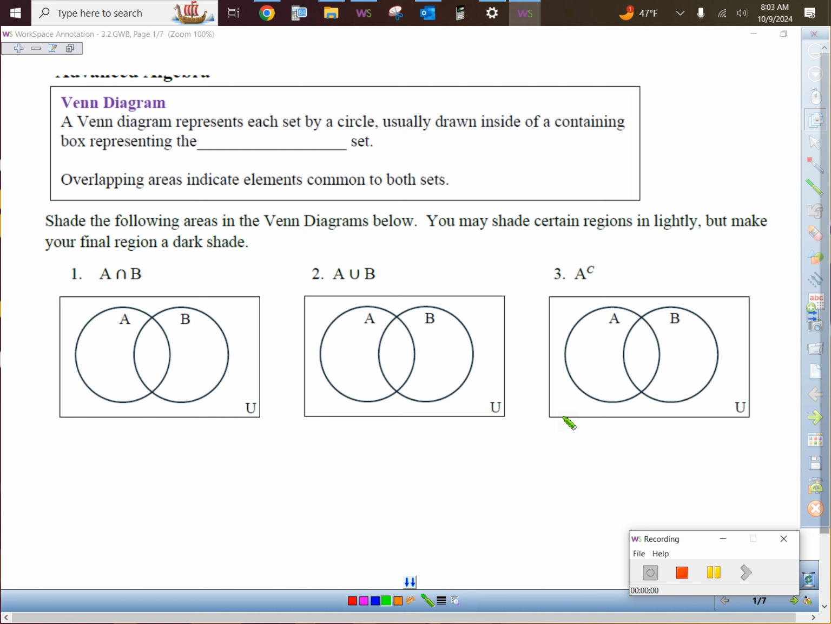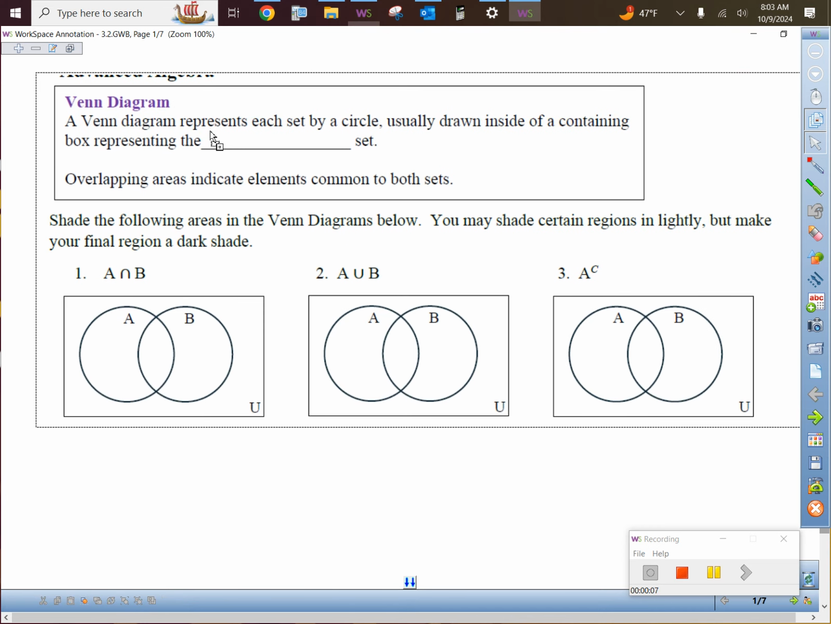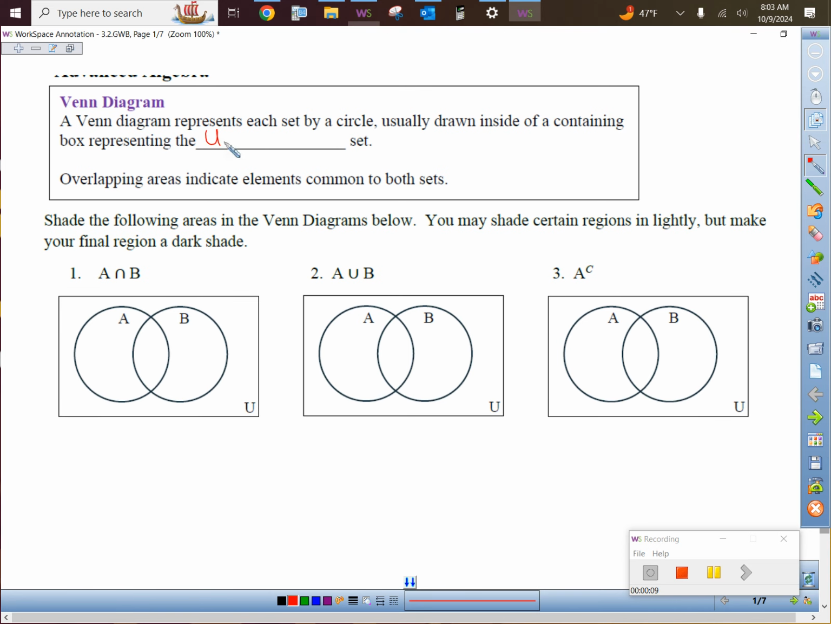3.2 is about Venn diagrams. I think we have seen Venn diagrams before. They are a visual representation of the universal set. So it's just like trying to take what we did last time and put it to a picture. They're called Venn diagrams because the man who created it, his last name was Venn, so Venn diagrams.